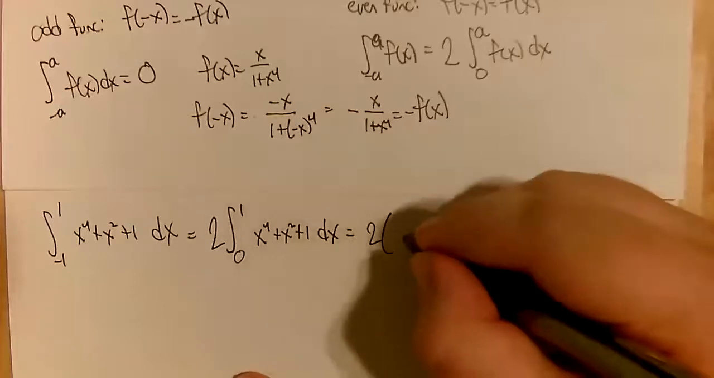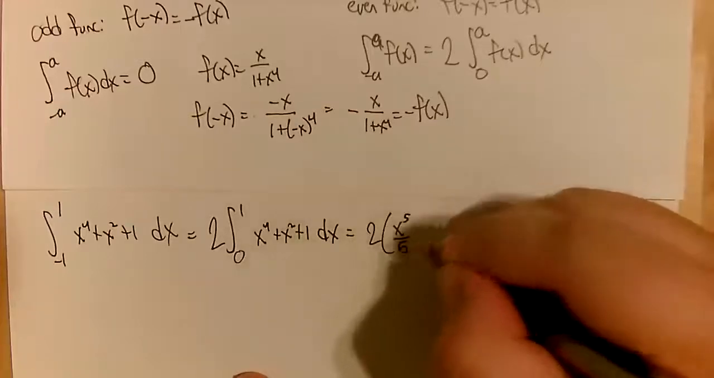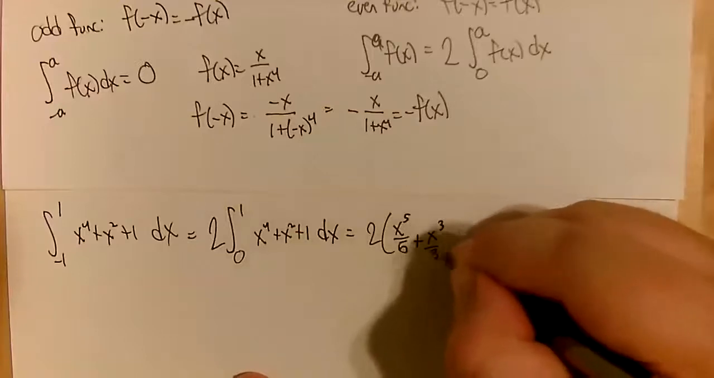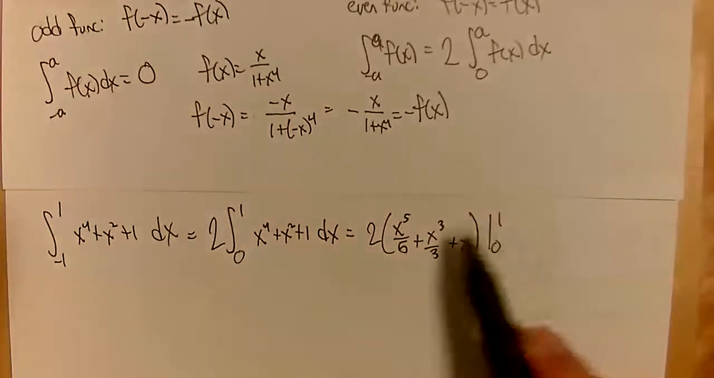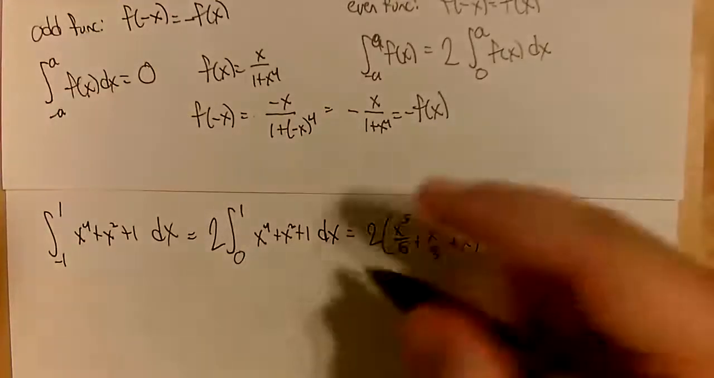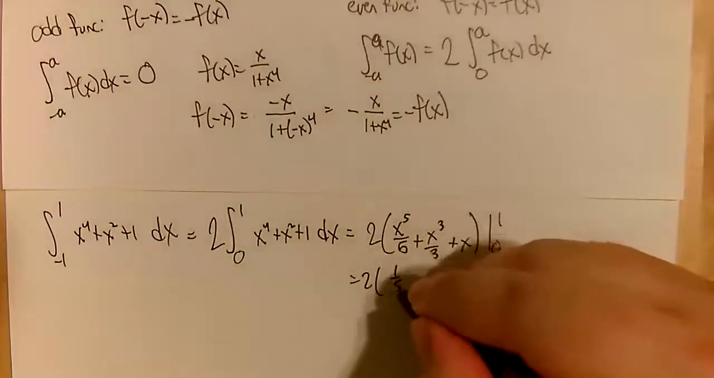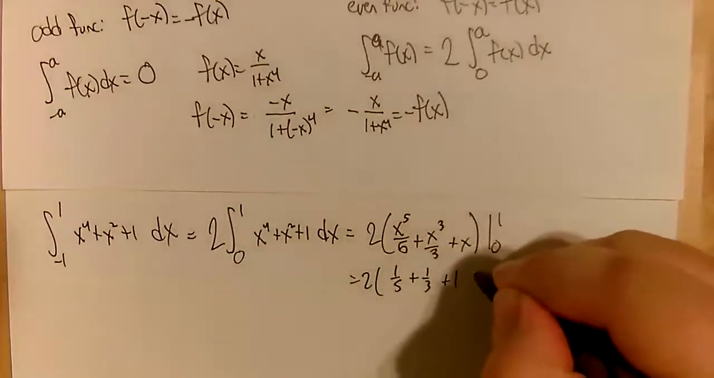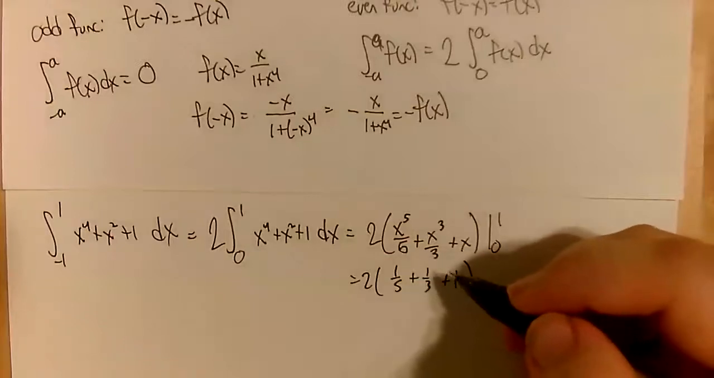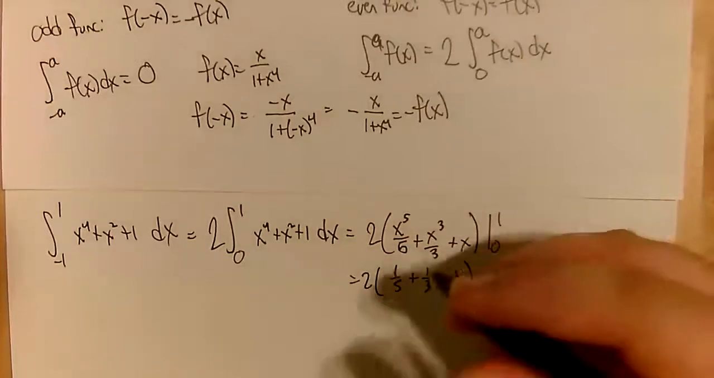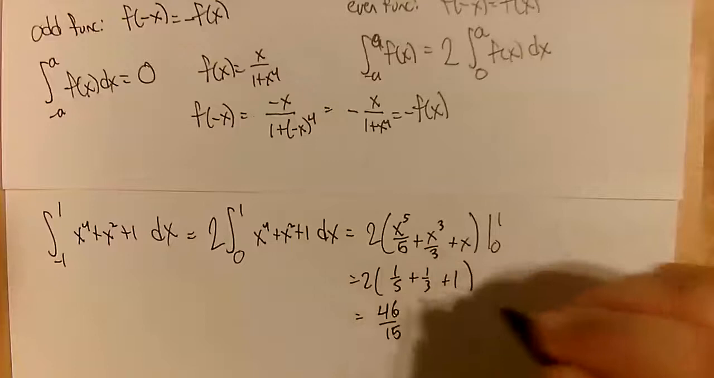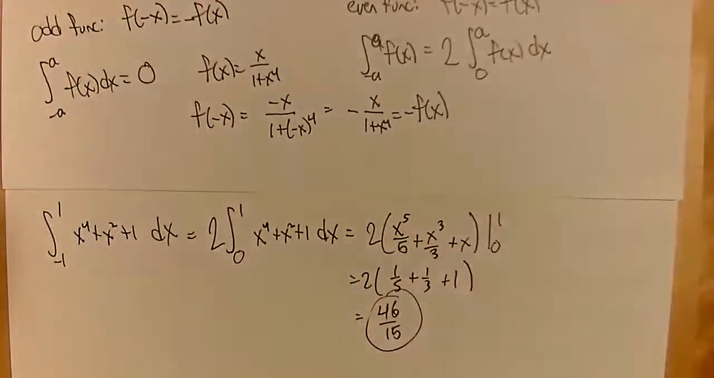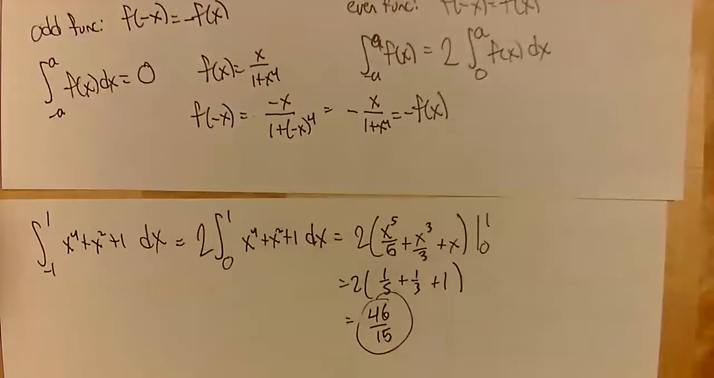All right, so now we have 2 times x to the fifth over 5 plus x cubed over 3 plus x. That goes from 0 to 1. All right, so I go ahead and plug 1 in for all of these. So I have 1/5 plus 1/3 plus 1. All right, let's combine some fractions here. This is going to be 46 over 15, if I'm not mistaken. There we go. So that's going to be our result for this.